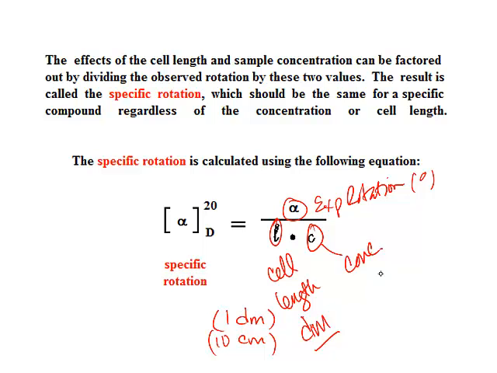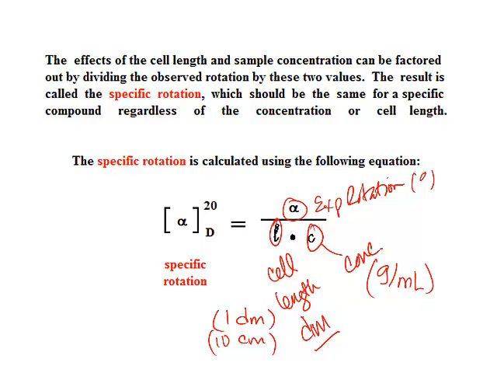Concentration is not in molar units. It's in grams per milliliter. And the reason for that is a lot of times we measure optical rotation or specific rotation and we don't know what the compound is. If we don't know what it is, we don't know what its formula is, we don't know what its molecular weight is. But what we do know is so many grams per milliliter. So that's the typical units that we use. So that gives us a specific rotation.